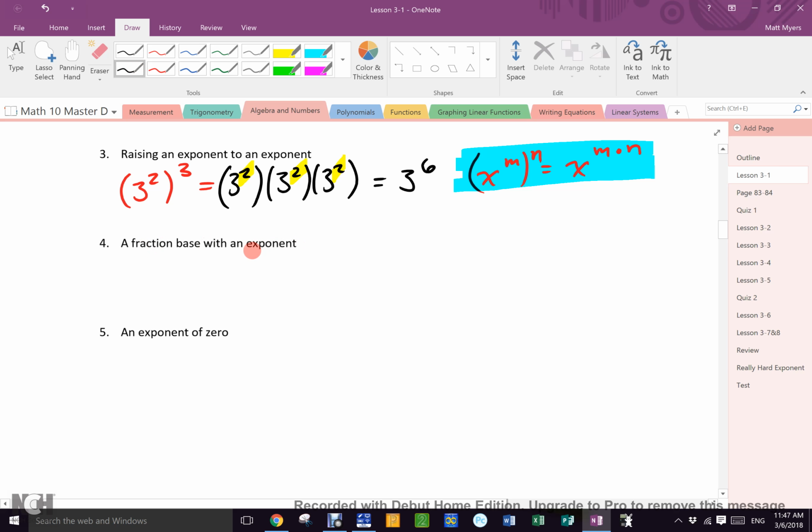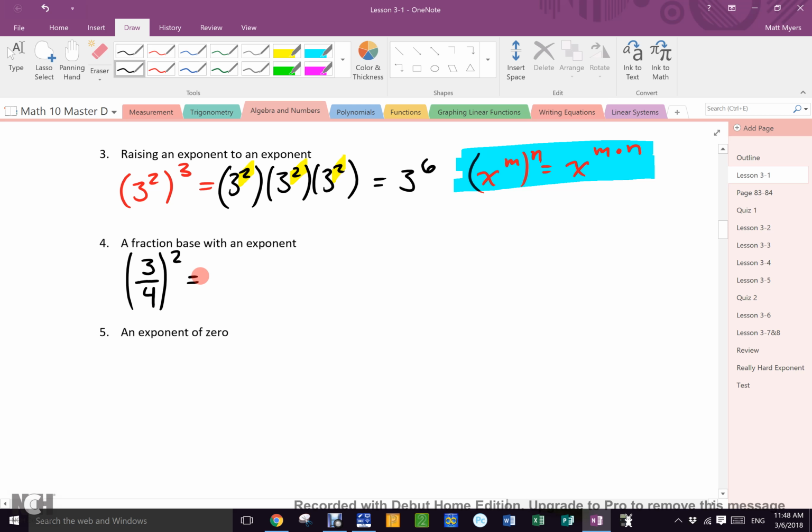A fraction base with an exponent. Somebody give me a fraction. Any fraction, but don't make either of the numbers 1. 3 over 4. Great. 3 over 4. Now, the fourth exponent law says the base is a fraction. What must I do to that 3 over 4 to make sure that the entire thing is the base? I must bracket it. Lovely. Now give me an exponent. 7. No, let me finish. An exponent greater than 1 but less than 3. 2. Lovely.